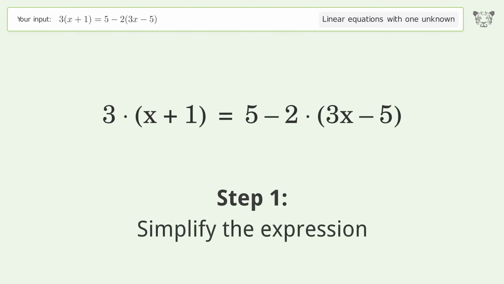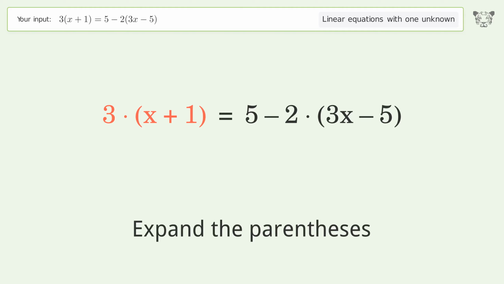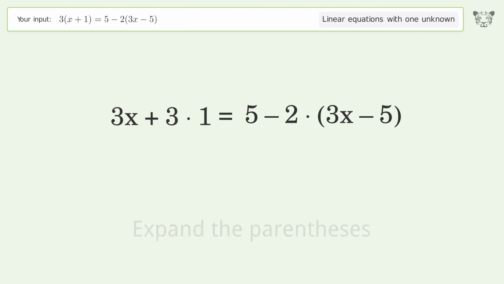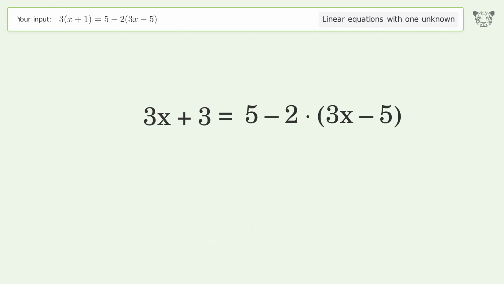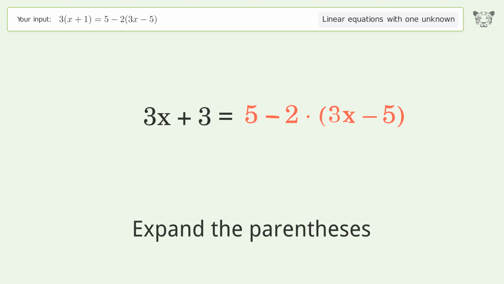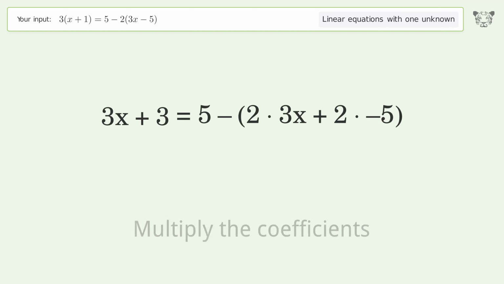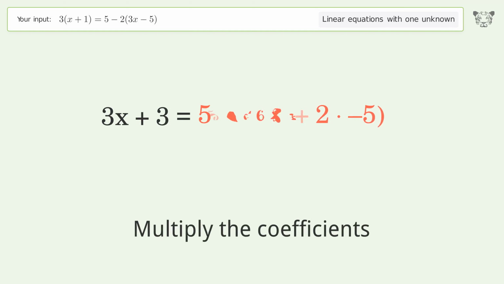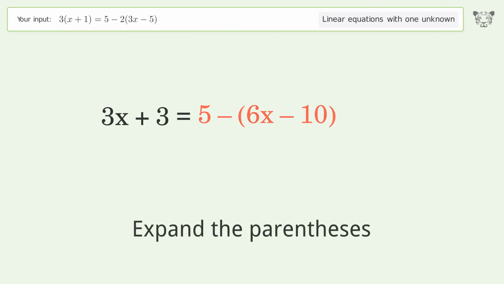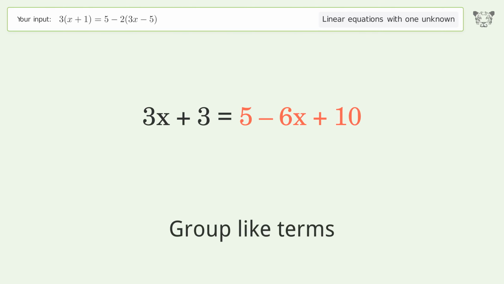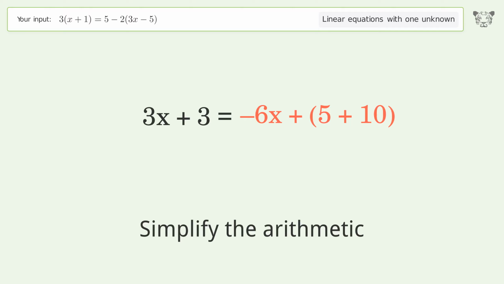Simplify the expression. Expand the parentheses. Simplify the arithmetic. Expand the parentheses. Multiply the coefficients. Simplify the arithmetic. Expand the parentheses. Group like terms. Simplify the arithmetic.